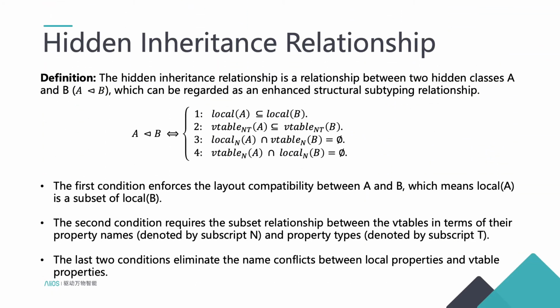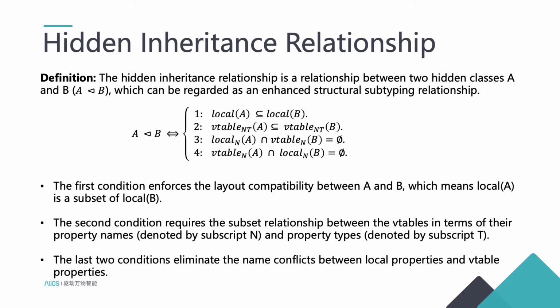After classifying properties and defining the property sets for hidden classes, we can define the inheritance relationship between hidden classes. The hidden inheritance relationship is a relationship between 2 hidden classes A and B, if and only if they satisfy these 4 conditions. The hidden inheritance relationship can be regarded as an enhanced structural subtyping relationship.